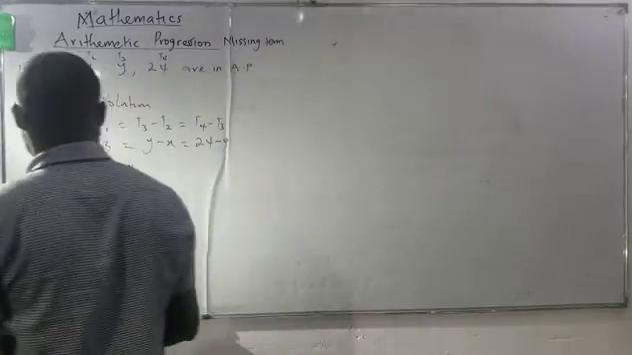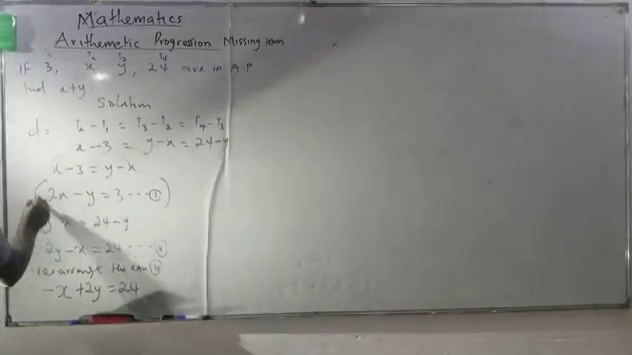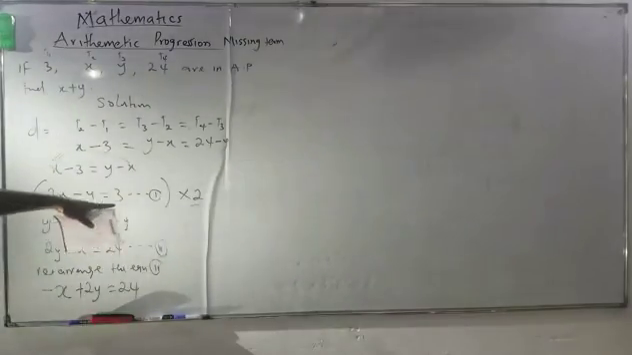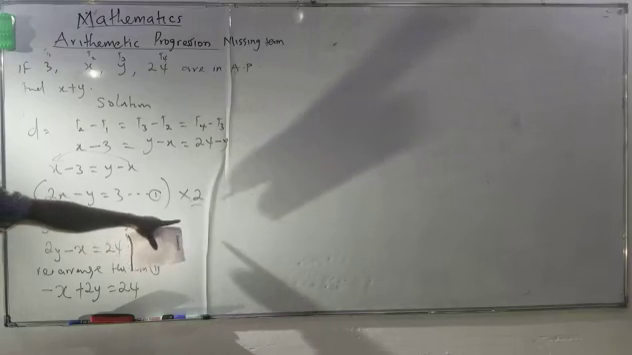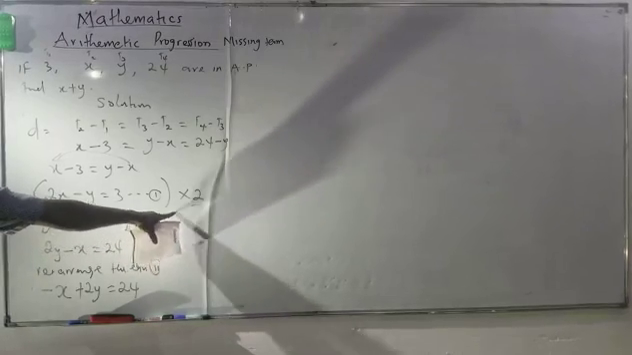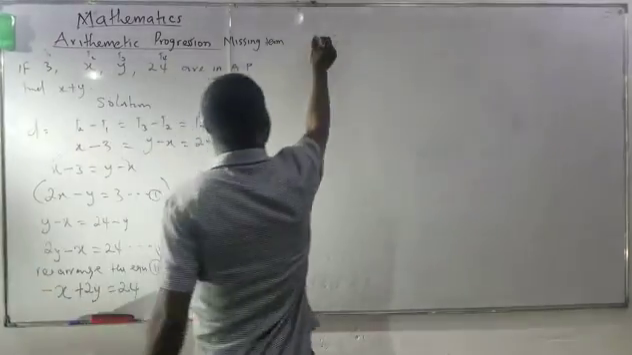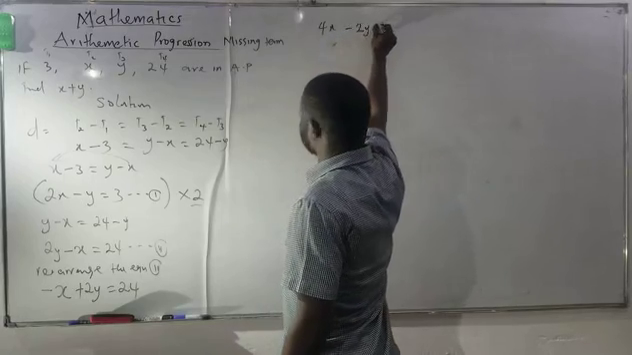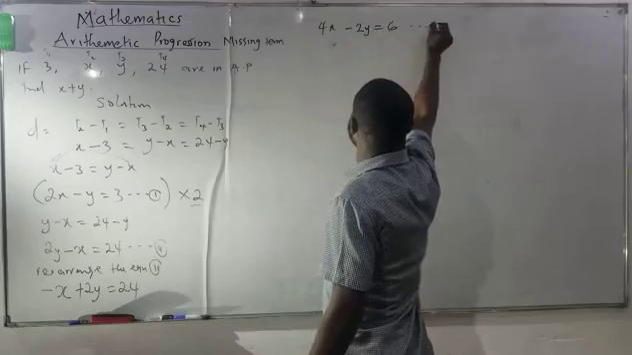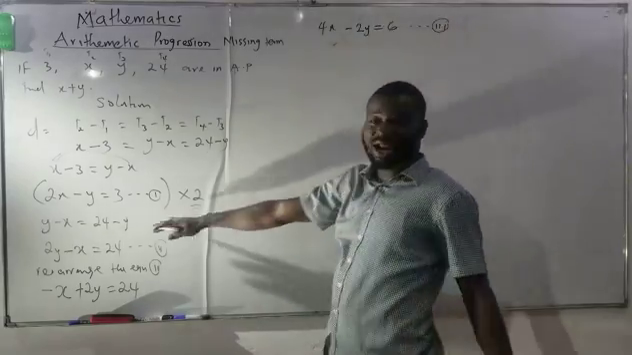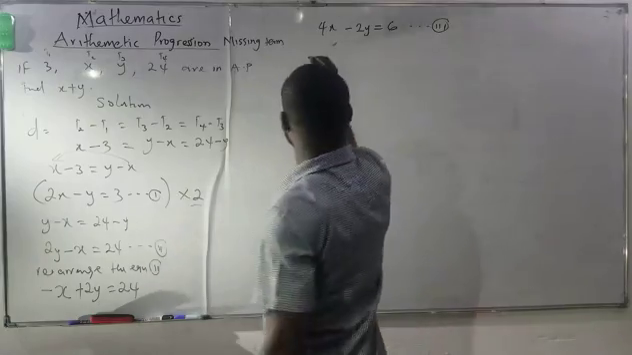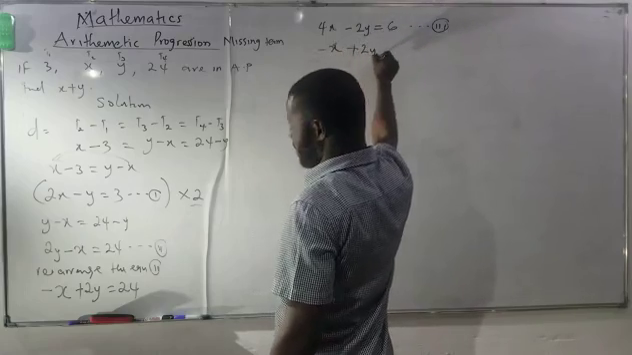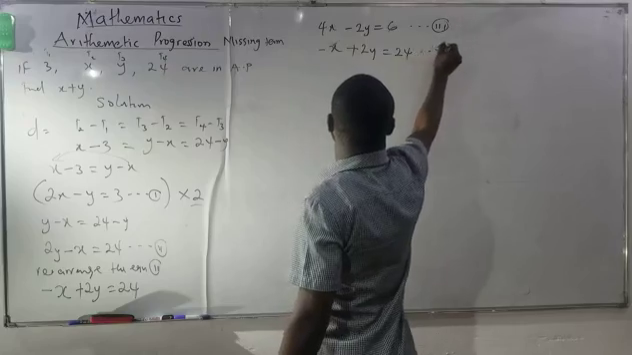Now, multiply equation 1 by 2. By 2 is a statement. If you write it like this in the exam and you didn't write it in English, they will mark it for you. Now I'll be having 4x minus 2y equals 6. This one will now be equation 3 because it's another thing entirely. And I have minus x plus 2y equals 24, equation 2.